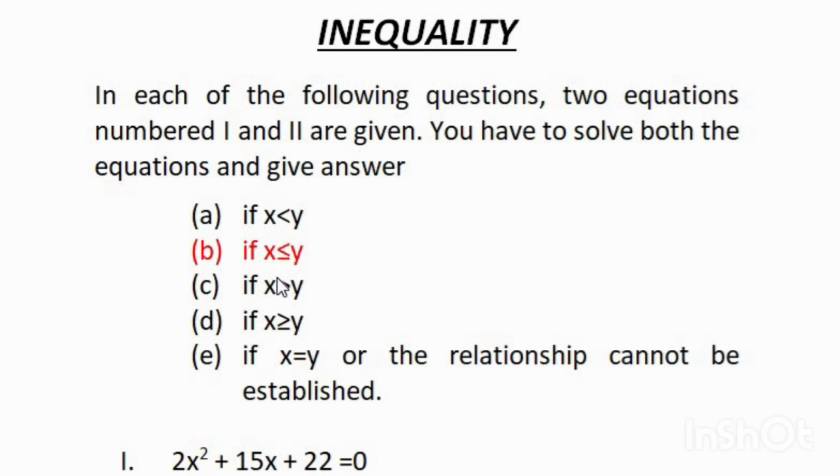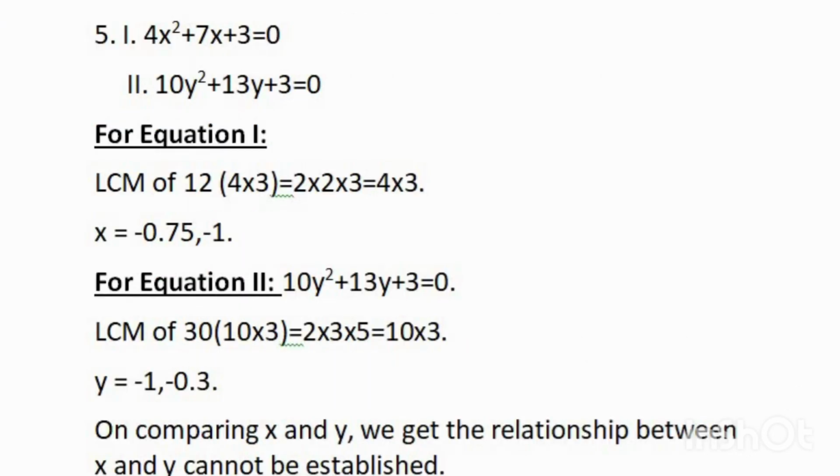So option B, x is less than or equal to y, is the right choice. Going to the fifth question, the equations are 4x square plus 7x plus 3 is equal to 0, and 10y square plus 13y plus 3 is equal to 0.